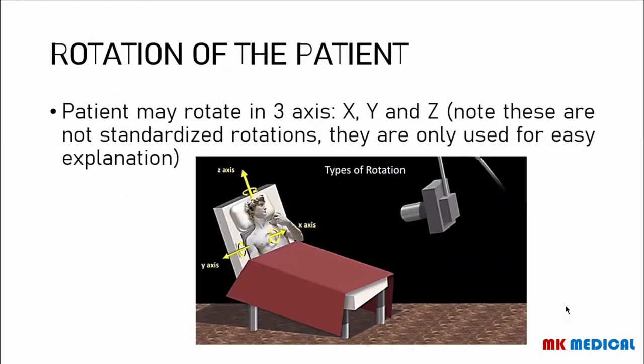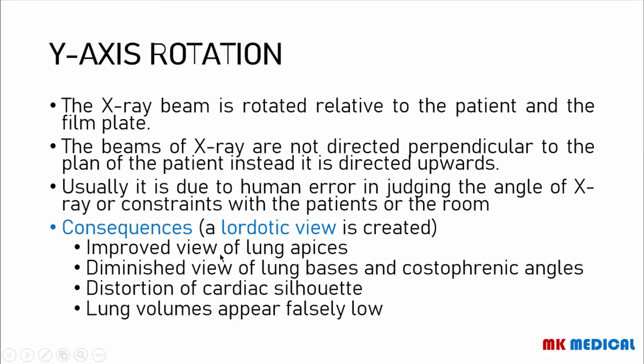Then the patient can also rotate on the y-axis in this direction. We talked about the x-axis, where the patient appears crooked. They can also rotate on the y-axis over there. If they rotate on the y-axis, it means that the patient is rotated relative to the X-ray film as well as the X-ray beam. So the patient is no longer going to be at a perpendicular distance to the X-ray film.